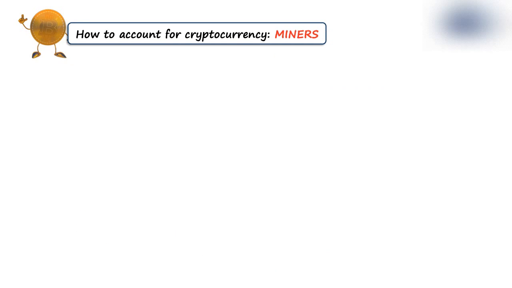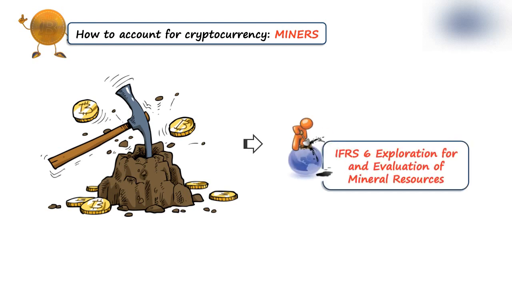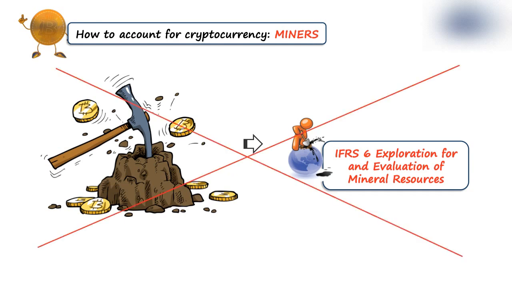Now, let's talk about accounting for cryptocurrency by the miners, or entities involved in creating and forming cryptocurrency. Unfortunately, IFRS says nothing about miners, so we need to apply currently existing IFRS to this situation. Many people think that miners do some sort of activity similar to mining or extracting of mineral resources, and therefore they should apply IFRS 6 Exploration for and Evaluation of Mineral Resources. But this is a big no. Miners are not mining in this sense. So what are they doing?